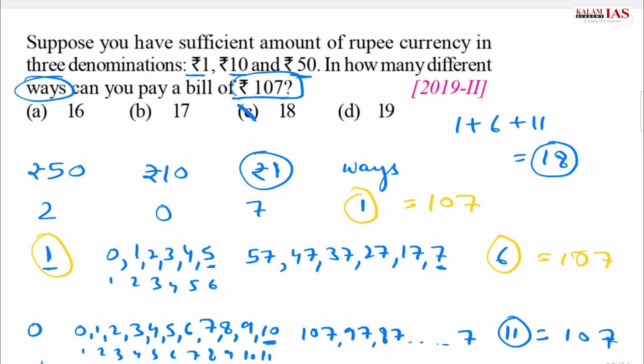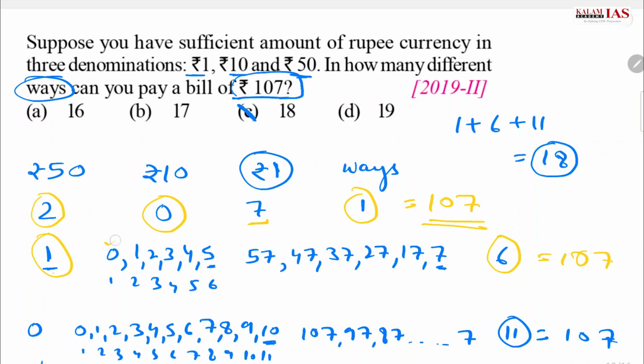I hope the question is clear. I'll just bring a small recap. हमें कहा गया है कि 1 रुपये, 10 रुपये और 50 रुपये के नोट से 107 रुपये का बिल कैसे भर सकते हैं. अगर हम दो 50 रुपये के नोट ले लेते हैं तो हम 10 रुपये का तो ले ही नहीं सकते और 7 रुपये के 7 नोट लेने होंगे, तब हमारा बिल 107 आएगा. अगर हम 50 रुपये का एक नोट लेते हैं तो हम 6 तरीके से 107 भर सकते हैं.